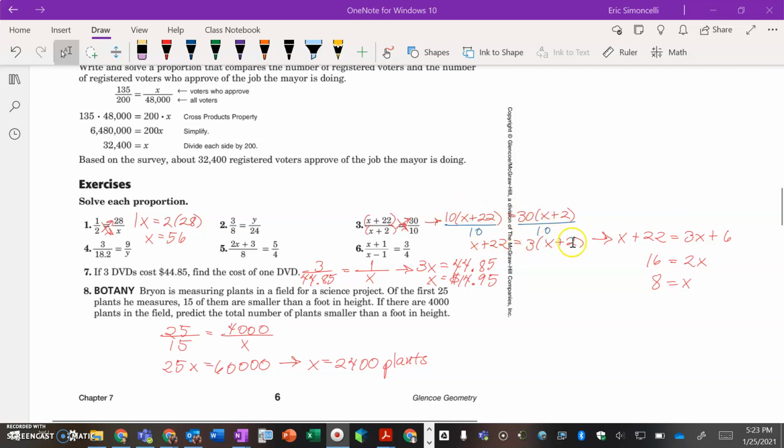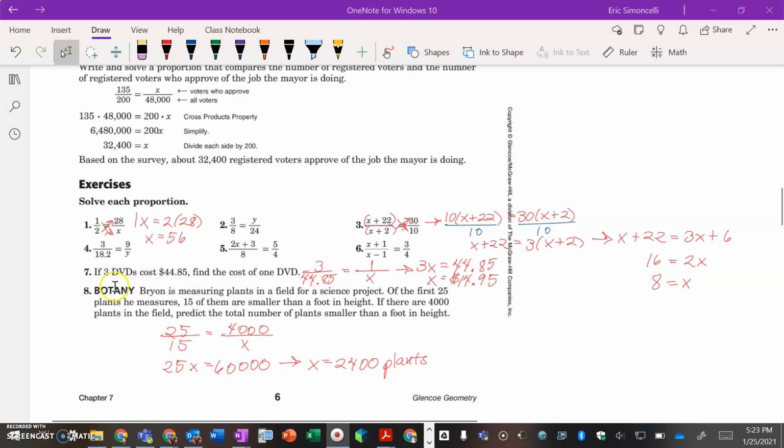Now if you distribute the 3 on the right side, you've got 3x plus 6. This is still x plus 22. Subtract x, you get 2x. Subtract 6, you get 16. Divide by 2 in the last step there, you get 8 for x.